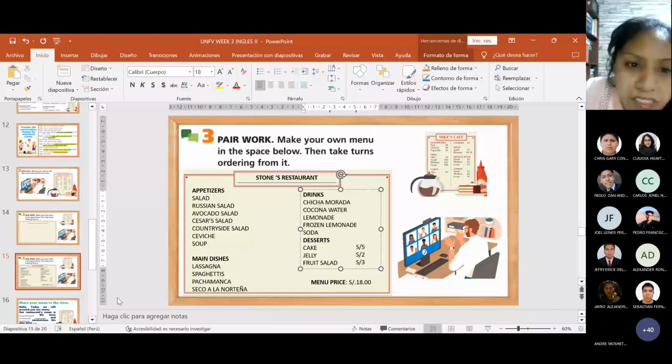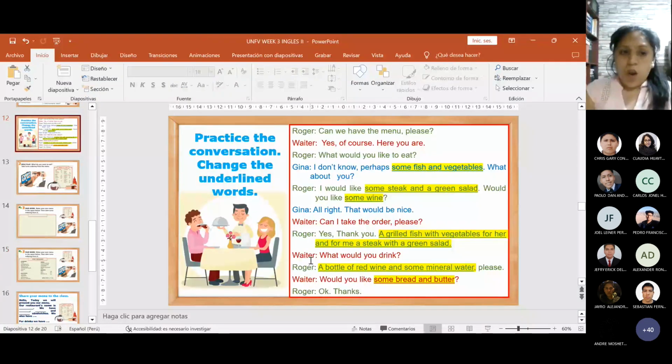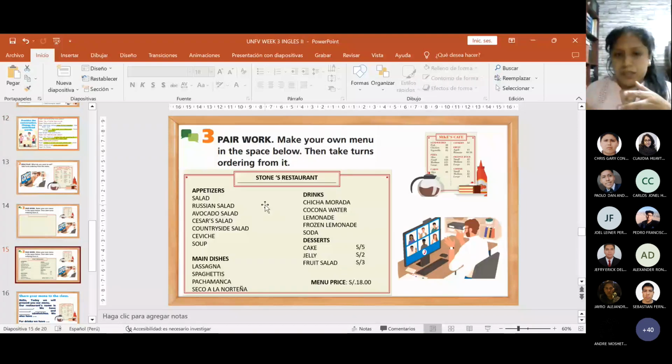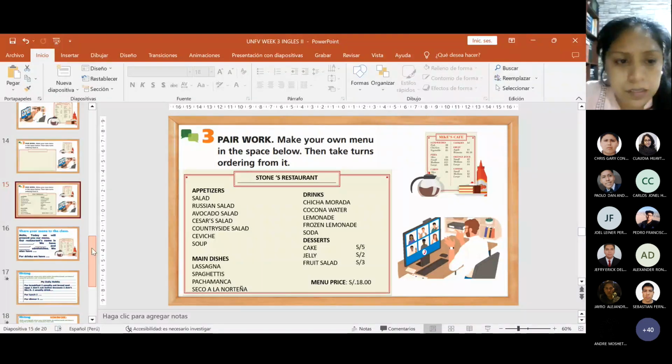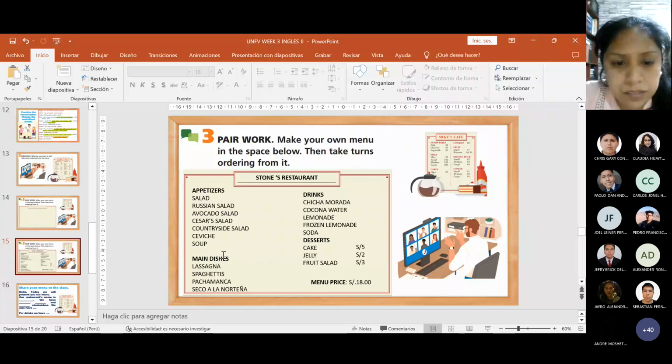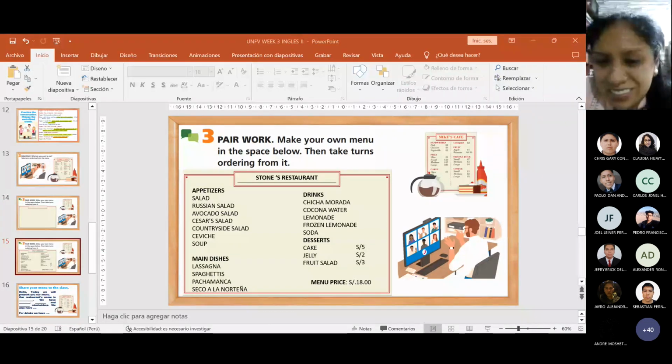Entonces, para hacer esta conversación, tengo two options. I use this menu or I create a new menu. ¿Sí? Do you understand the idea? Do you catch the idea? ¿Se entiende la idea? ¿Podría repetir, por favor? Okay, no problem. Yes, teacher, please. Okay, no problem. Don't worry.